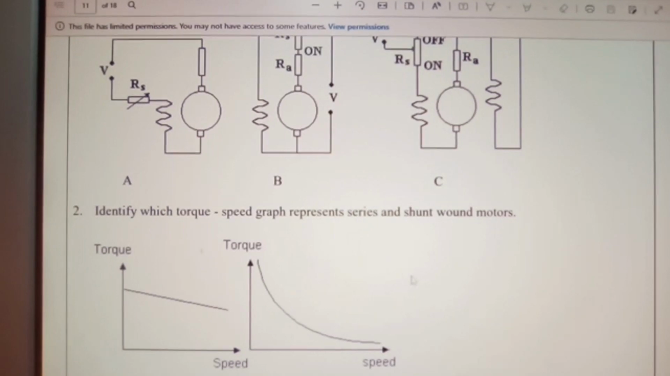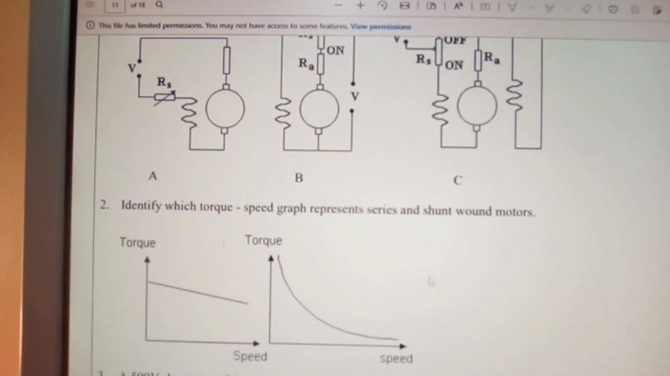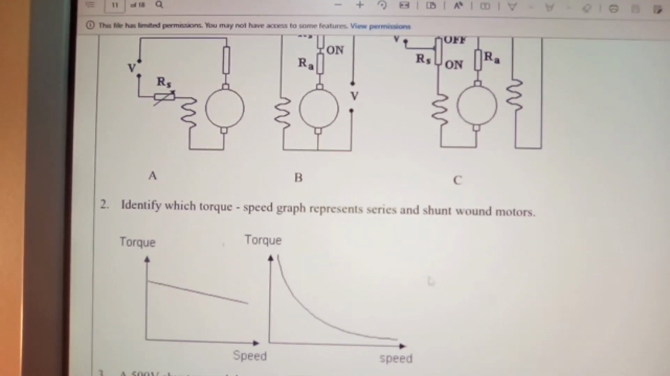Identify which torque speed graph represents series and shunt wound motors. Okay, look back at the work we've done earlier. This is session 5 now.